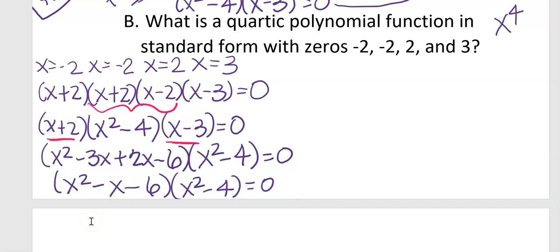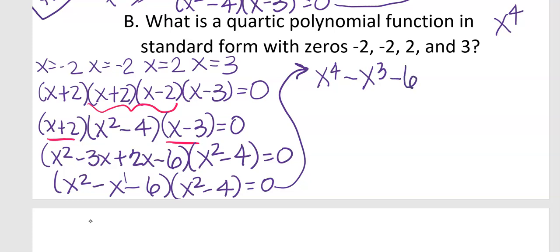Okay, so as long as you get 6 terms at the end, you're good. I'm going to do x squared times each one, -4 times each one. Kind of like distributive property is what I'm looking at. So x squared times x squared, you're going to add the exponents and you get x to the 4. x squared times negative x would be negative x to the third. Again, add those exponents together. This has a 1. And then I get x squared times negative 6.